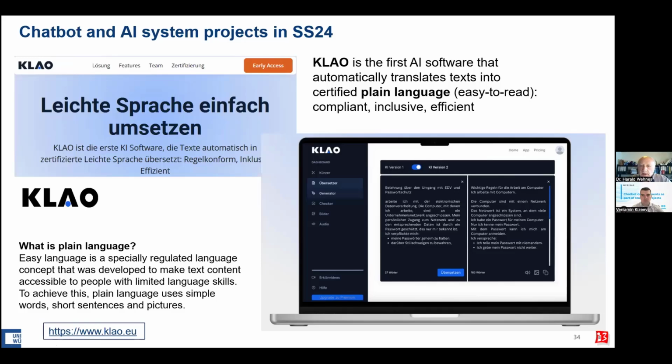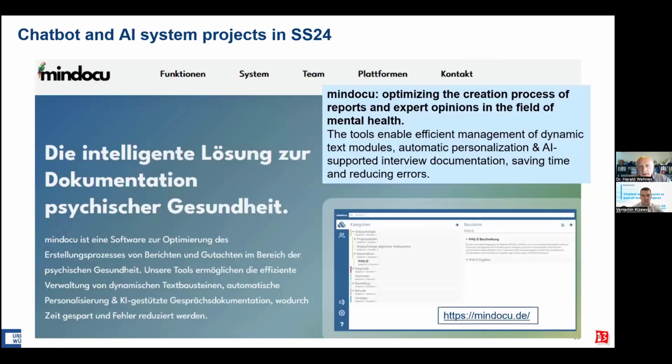It's done in a master practical course. One student of this team is just now doing it. Then the next is also an AI application, Mindoko, optimizing the creation process of reports and expert opinions in the field of mental health.